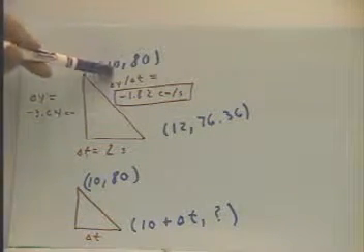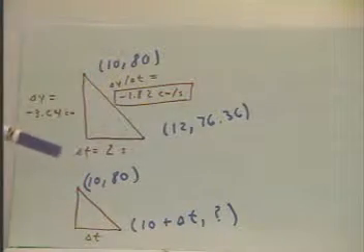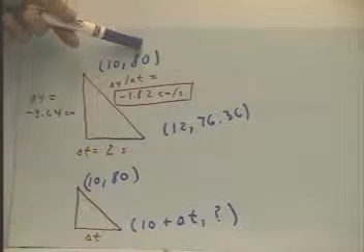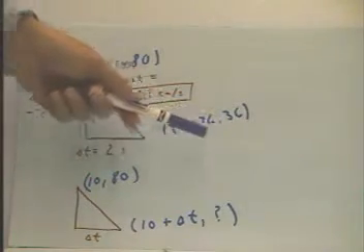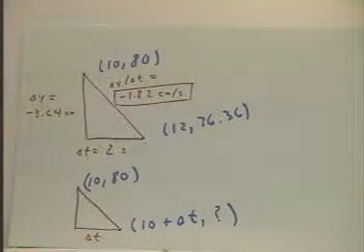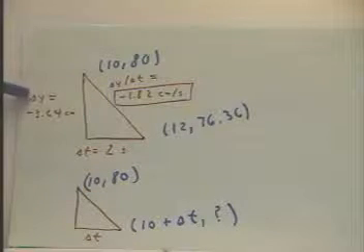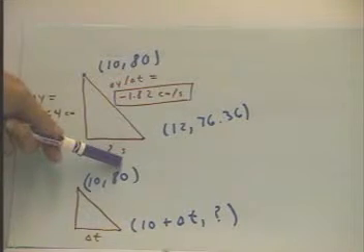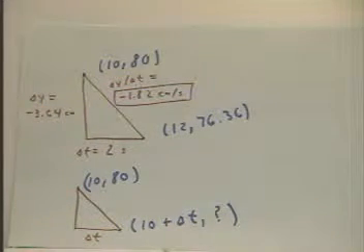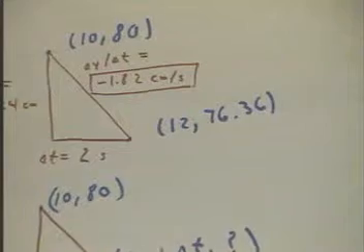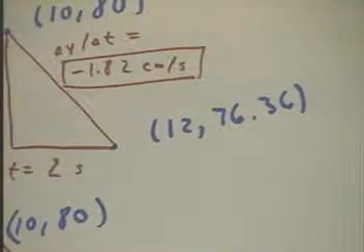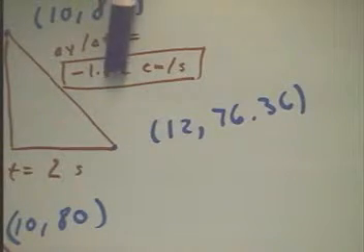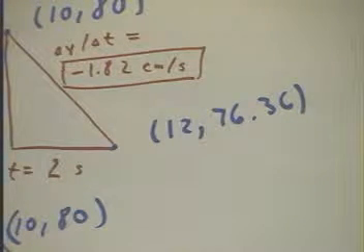Well, if we go from 10 seconds to 12 seconds, let's say, substituting tells us that the depth goes from 80 centimeters to 76.36 centimeters, a change in depth of negative 3.64 centimeters over a 2-second time interval. This gives us an average rate of depth change of negative 1.82 centimeters per second. The delta y over the delta t is negative 1.82 centimeters per second.